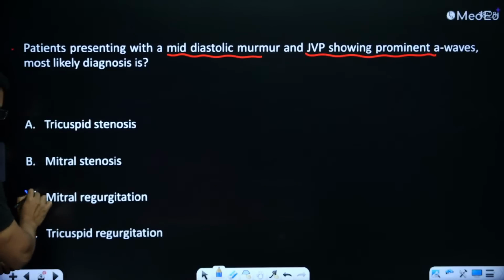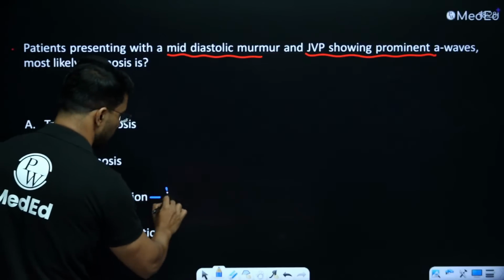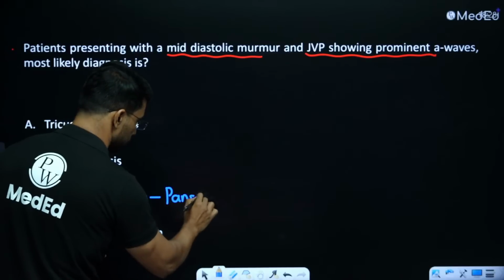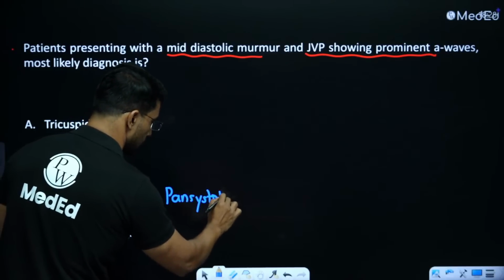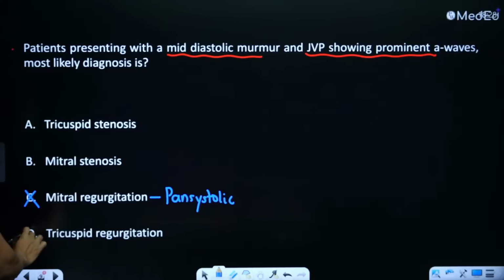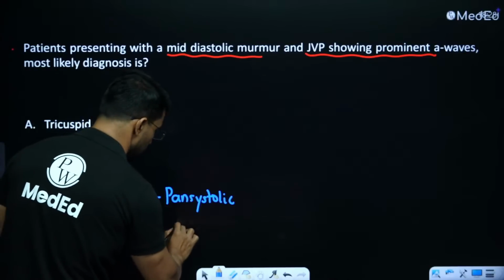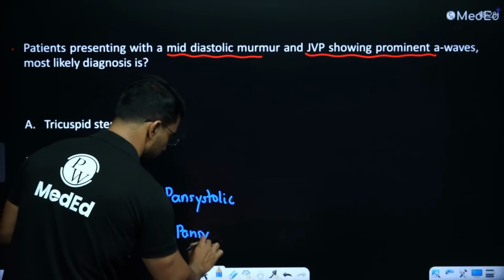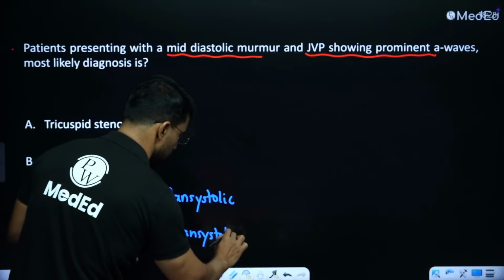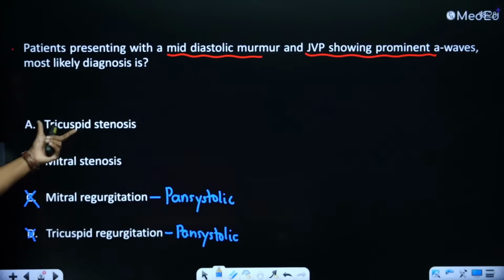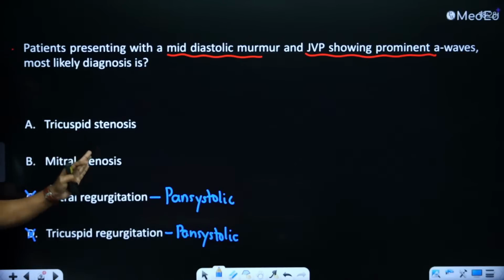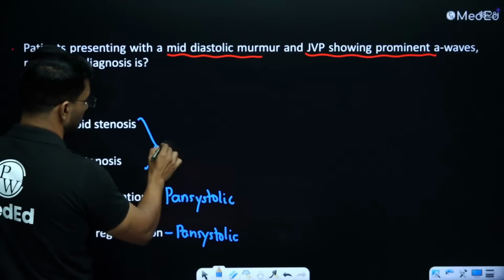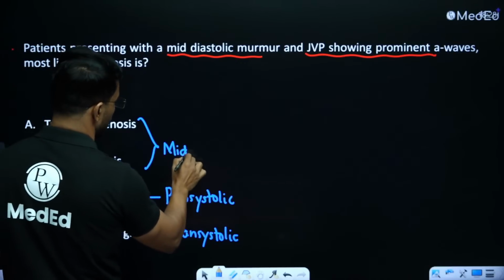Mitral regurgitation is ruled out because mitral regurgitation will have a pansystolic murmur, and tricuspid regurgitation is also ruled out because this will also have a pansystolic murmur. Now tricuspid stenosis and mitral stenosis both will have mid diastolic murmurs.